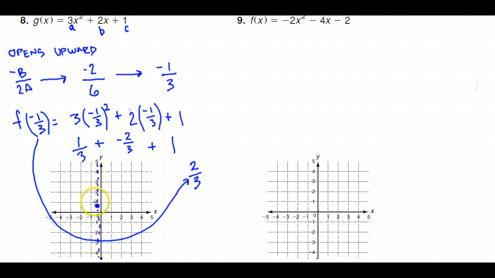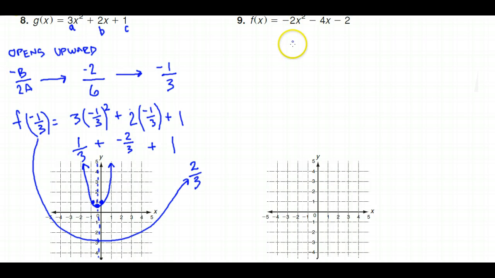My y-intercept is 1, so it crosses right here. So my y-intercept is really close to my vertex. I can't really get a great idea of what this is going to look like as a sketch, but I know it opens up and it goes through these two points, and this is just a rough sketch at this point, just to get an idea of where it's going to be and explore some of these values.